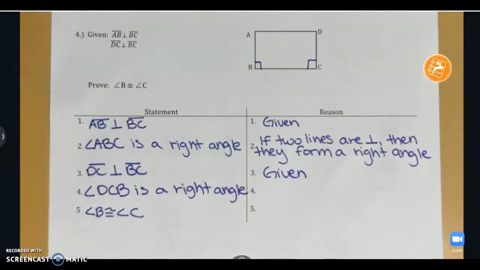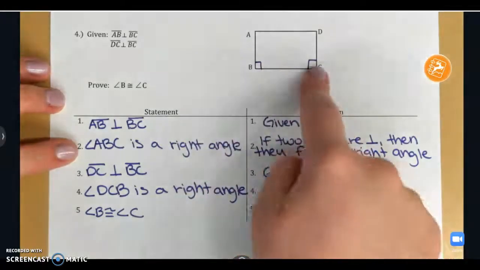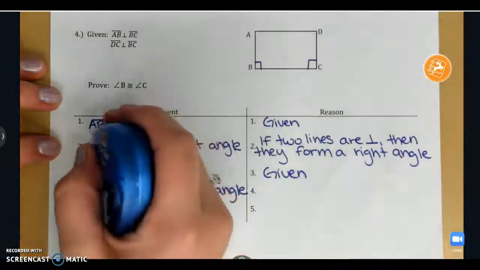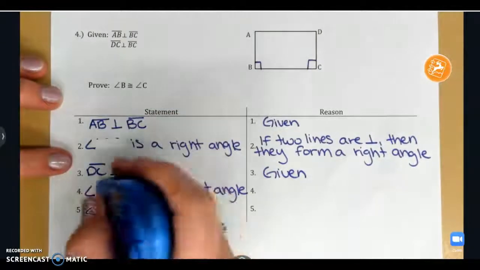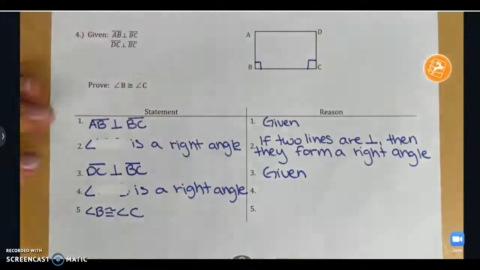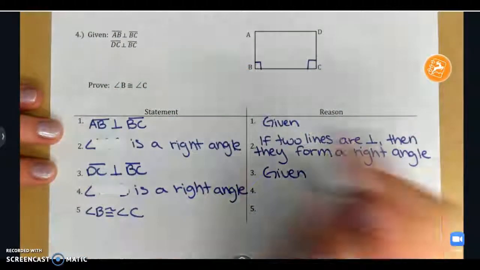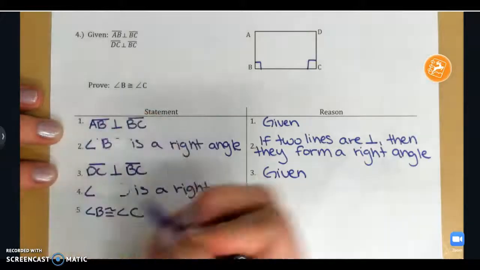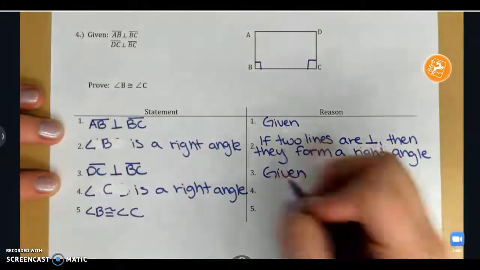And I apologize. I'm going to remark these angles as B and C. Angle ABC, remember we can just name that as angle B by the vertex. And I'm going to do the same thing here. Angle DCB, we can also just call that angle C, since that's how it's asking me to prove it there. So angle B is a right angle, and angle C is a right angle.